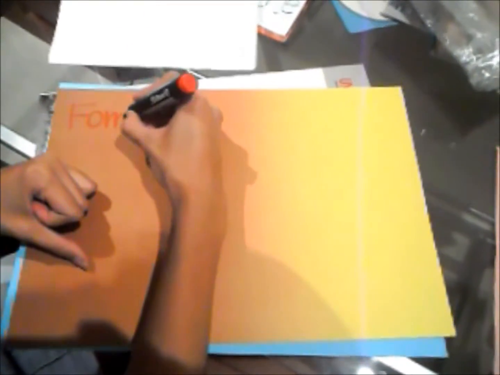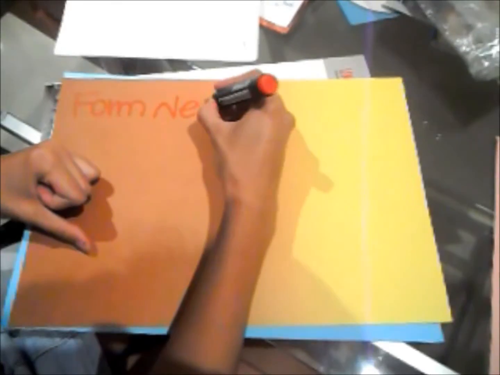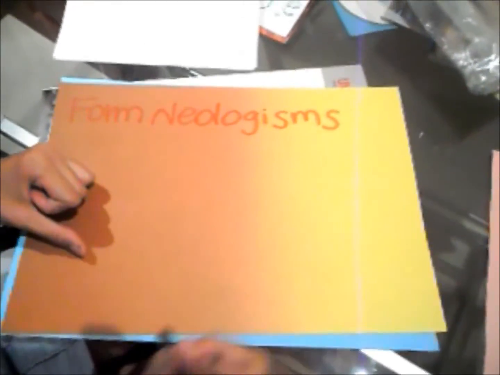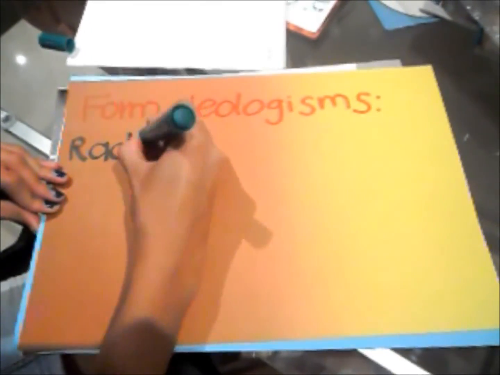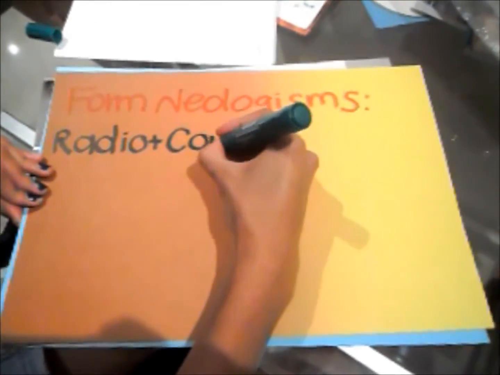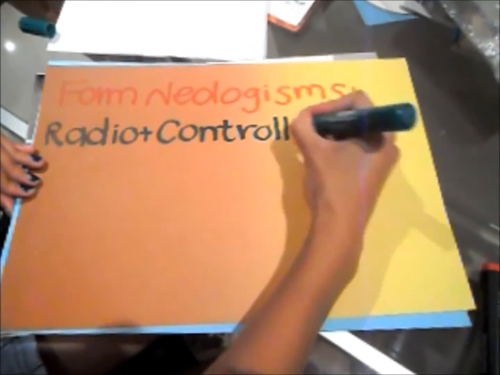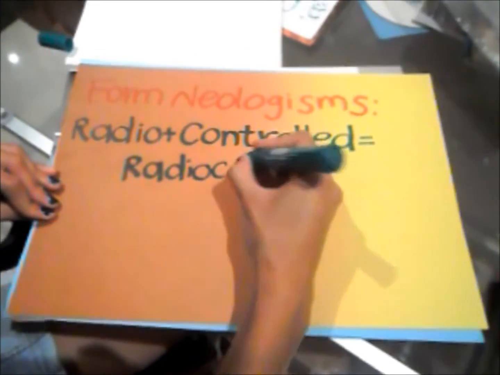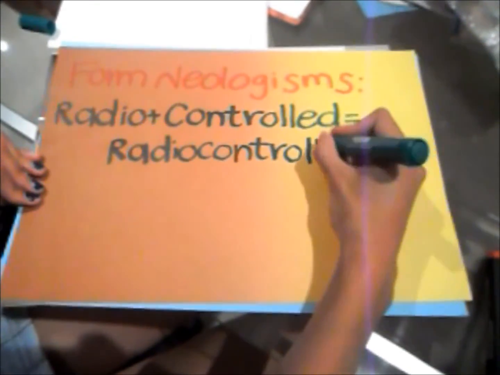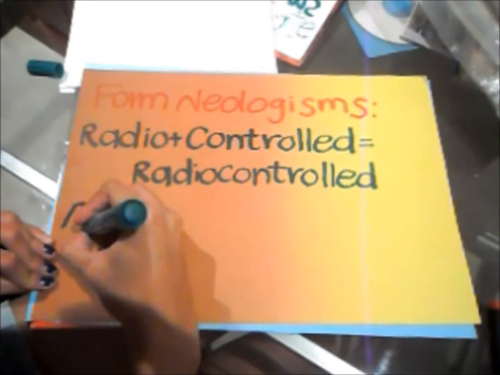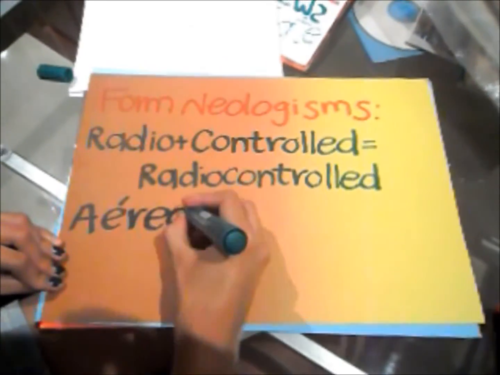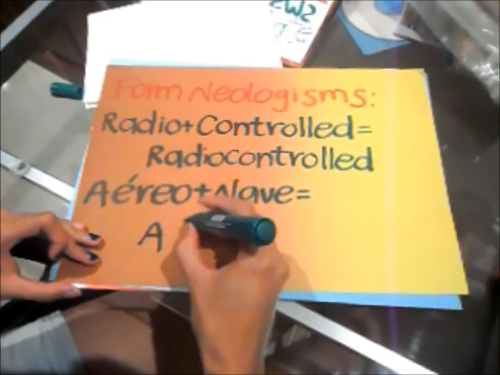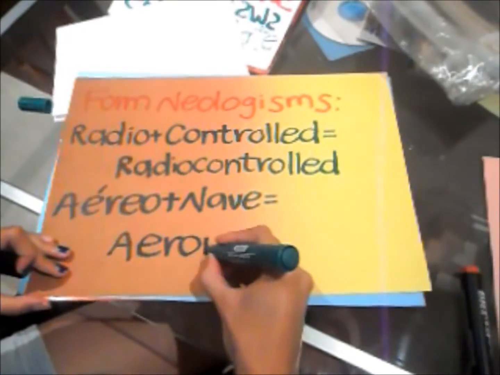There are two types of neologism. The first one is form neologism, which are those words created by two terms belonging to a certain language. For example, we have the word radio and we have the word controlled, and the neologism would be the word radio controlled. For example, in Spanish we have the word aéreo plus the word nave. The neologism would be aeronave.